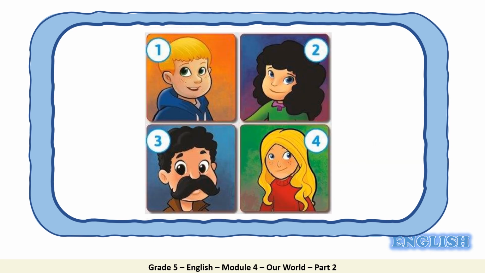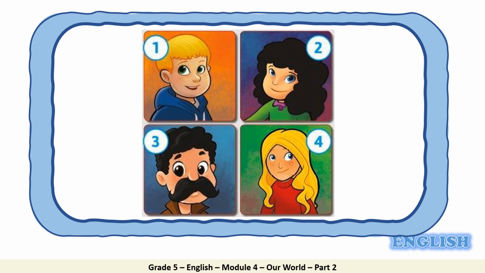This is Khalid and his family. The boy in picture number 1 is Khalid. The woman in picture number 2 is his mother. The man in picture number 3 is his father. And the girl in picture number 4 is his sister. Khalid, his mother, his father, and his sister were all home yesterday, and they had to do different things. They are going to share with us what they had to do yesterday. Let's listen together.